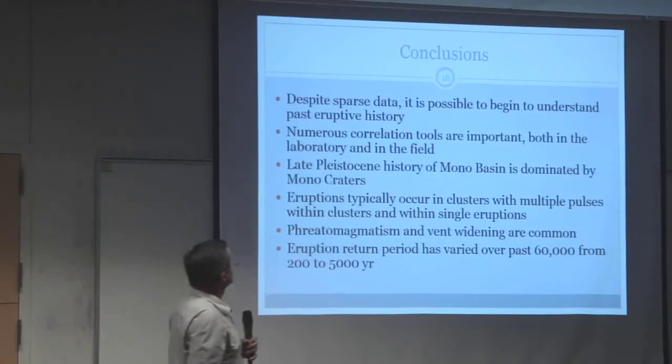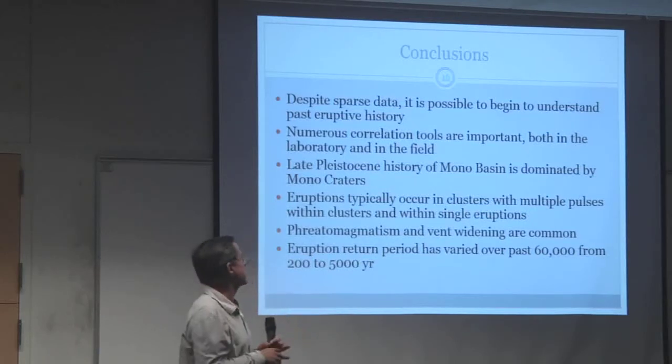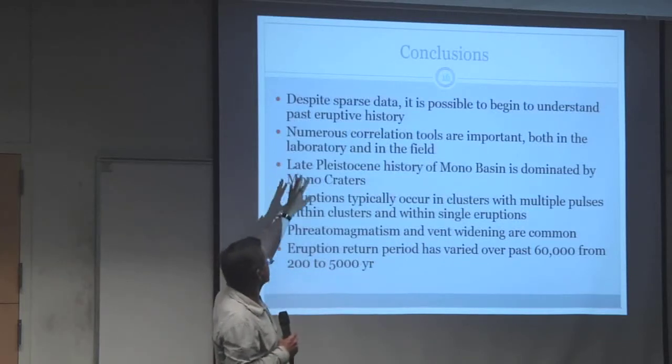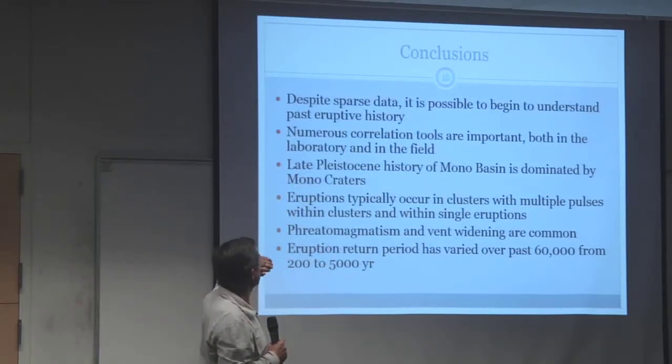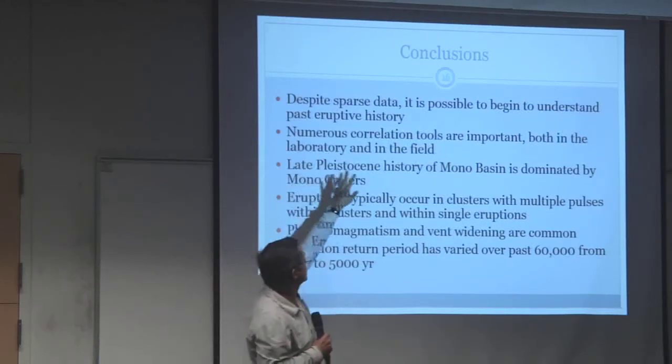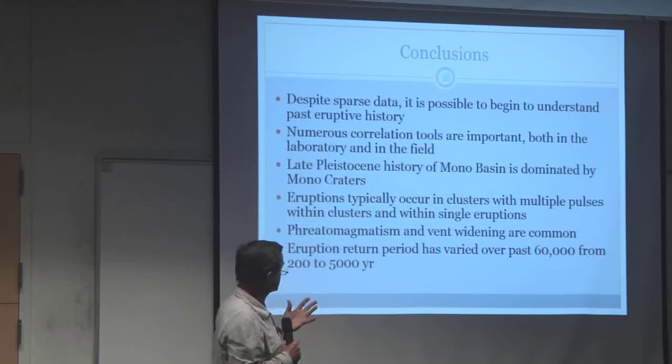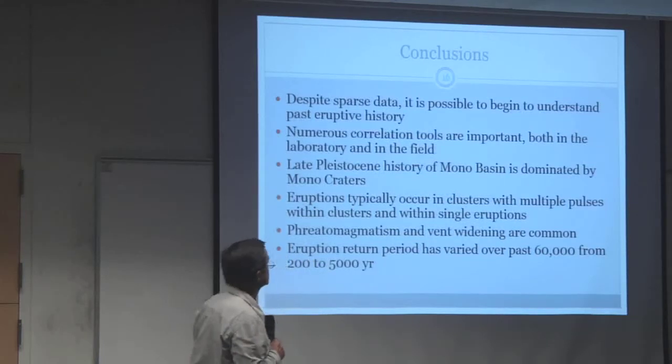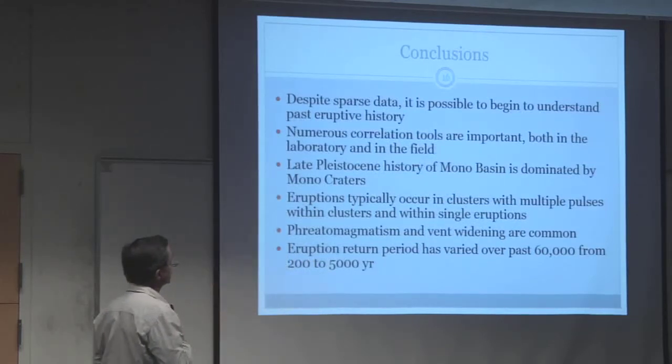Okay, so it's useful to have any data for us volcanologically about eruptions. Anything will work. So despite sparse data, it is possible to find out a lot of different things about eruption history. We have to use a lot of correlation tools, the lithostratigraphic parameters as well as the geochemical parameters, to be able to correlate beds from one site to another.